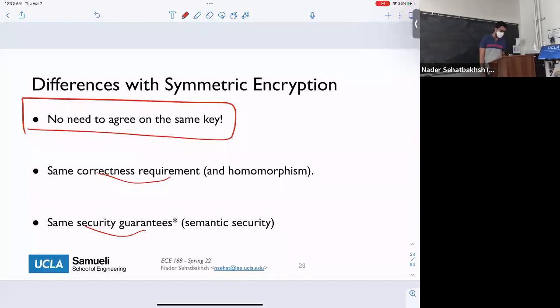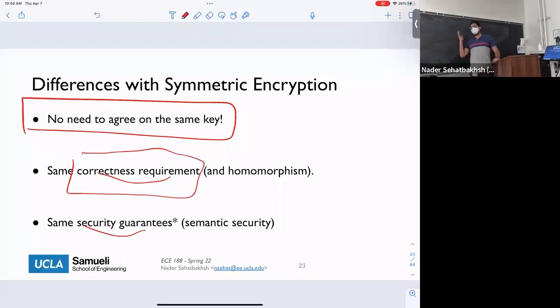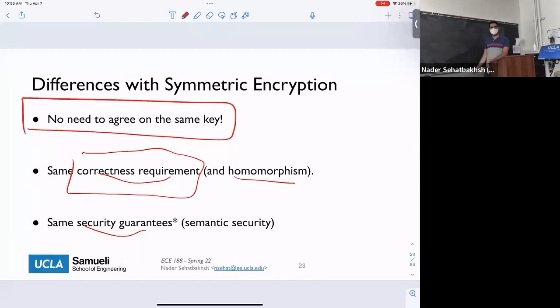But also remember that we want to have the same correctness requirements. So if we encrypt something and decrypt it again, we should get the same message. And asymmetric has to follow the same requirements as well. And again, if you want to have homomorphism, if you remember, homomorphism was when we apply a function to the plaintext and apply the same function to the ciphertext. We can have homomorphism on public key encryption mechanisms.